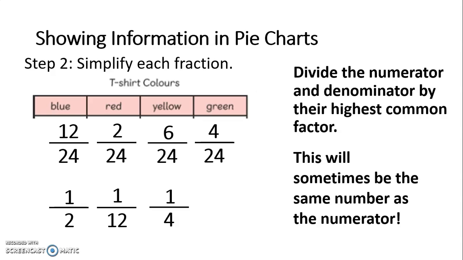And green, looking for the highest common factor. 24 is in the 4 times table. 4 divided by 4 is 1. 24 divided by 4 is 6. In its simplest form, 4 24ths is 1/6. We've now simplified each of those fractions.